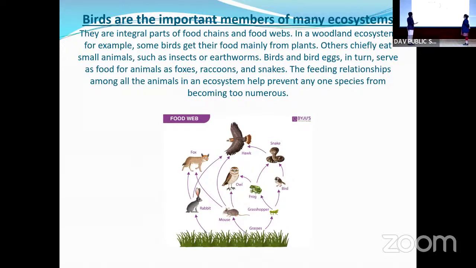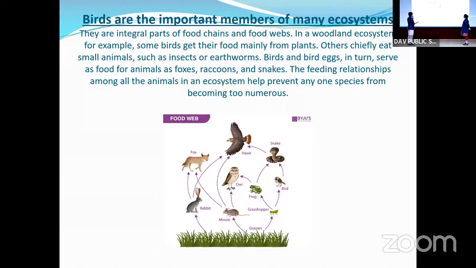Birds are important members of many ecosystems. They are integral parts of food chains and food webs. In a woodland ecosystem, for example, some birds get their food mainly from plants. Others chiefly eat small animals such as insects or earthworms. Birds and bird eggs in turn serve as food for animals such as foxes, raccoons, and snakes.